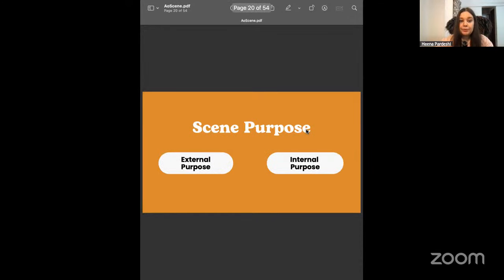So right now we are talking about scene purpose, and there are 2 scene purposes, external purpose and internal purpose. A scene can have an external purpose and it can have an internal purpose. External purpose is the outward facing job of the scene. It moves the plot, it reveals information, it creates questions, it deepens conflict, and it changes circumstances, or it drives the story forward.